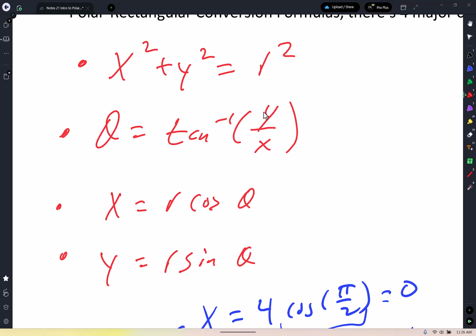So we can't use theta equals arctan y over x. We don't have any y's or x's yet. And then x equals r cosine theta and y equals r sine theta. Okay, we do have an r, and we have a sine, I guess. But how can we mix this together? We do have an r, and look, the first one says x squared plus y squared.